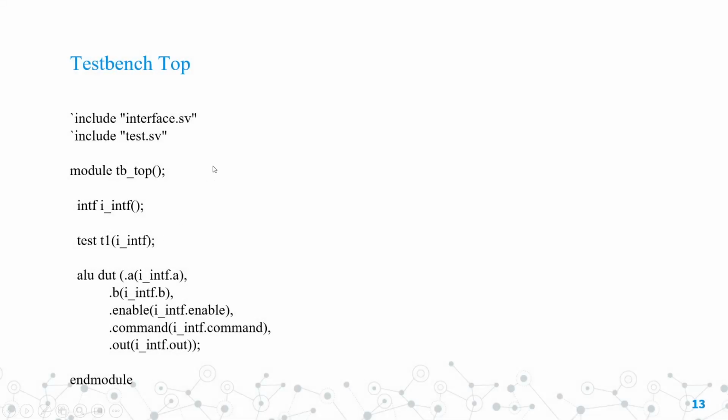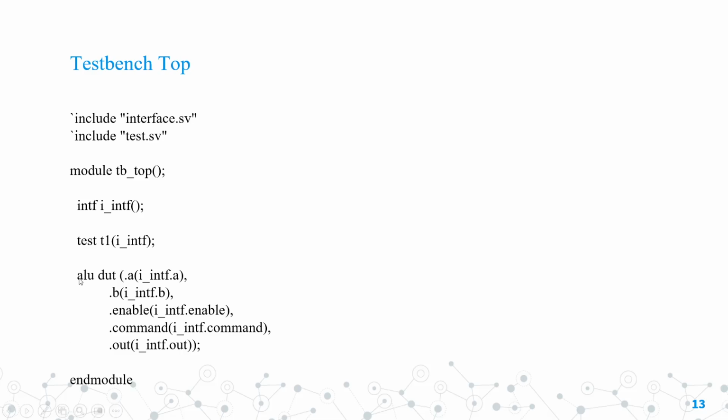And coming to the top level test bench, I am taking the interface and test bench files which we have written earlier. I have declared a module TB_top. It denotes the top level test bench. We know that our interface name is intf. I am creating a handle for that, i_intf, and to the program I am sending the interface name by using the denotation t1.